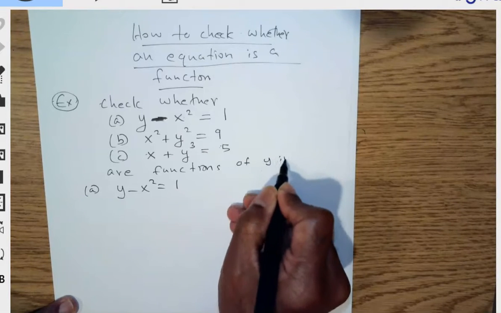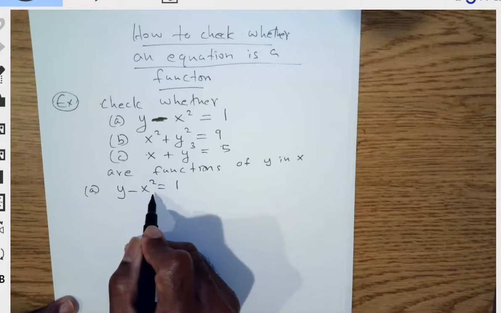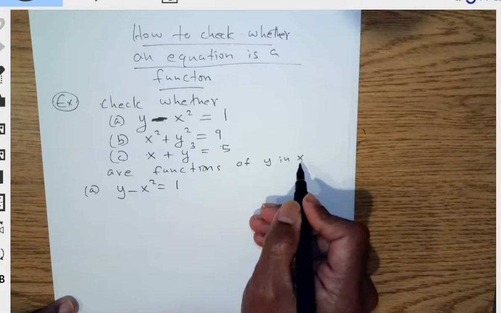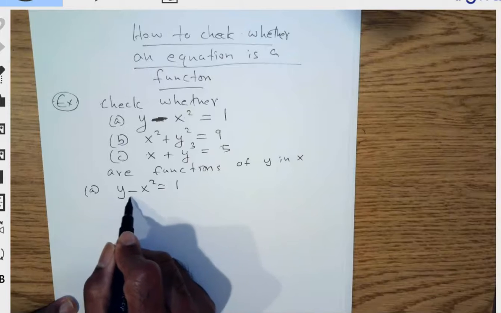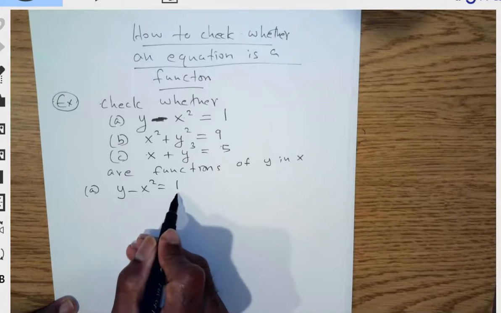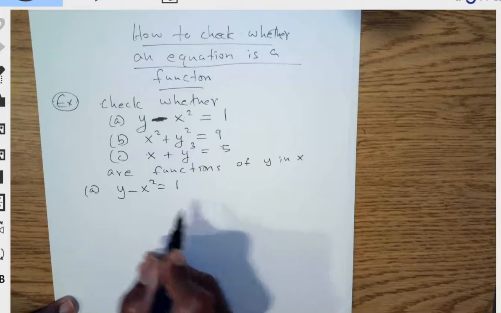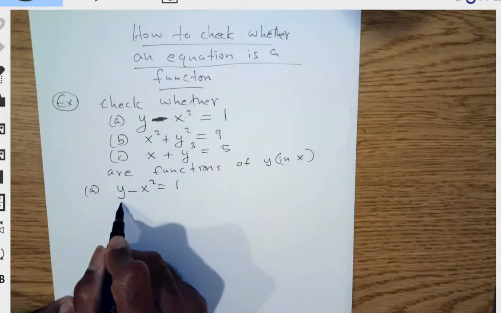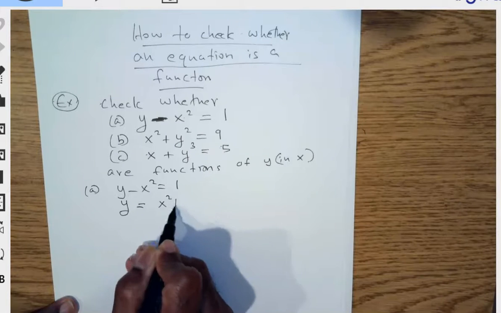We're asking whether y is a function of x, where y is represented in terms of x. So take the first one, y minus x squared equals 1. You want to find out whether y is a function in x. So what you do is you solve for y. When you solve for y, you get y equals x squared plus 1.